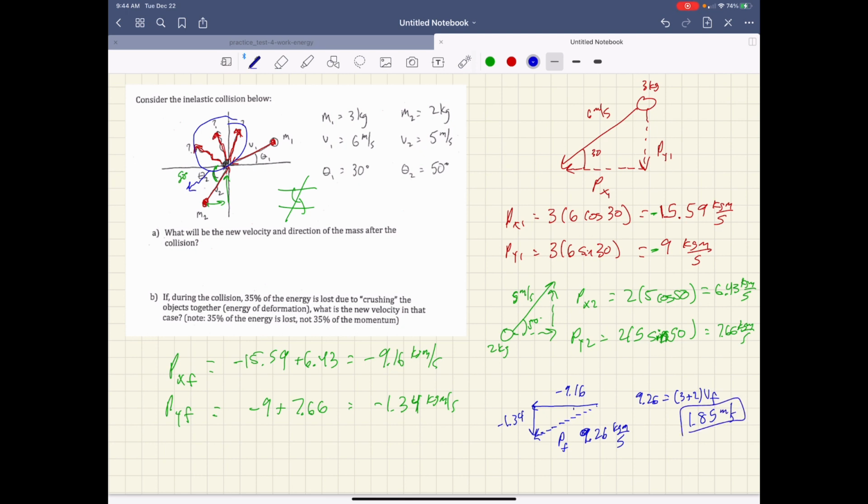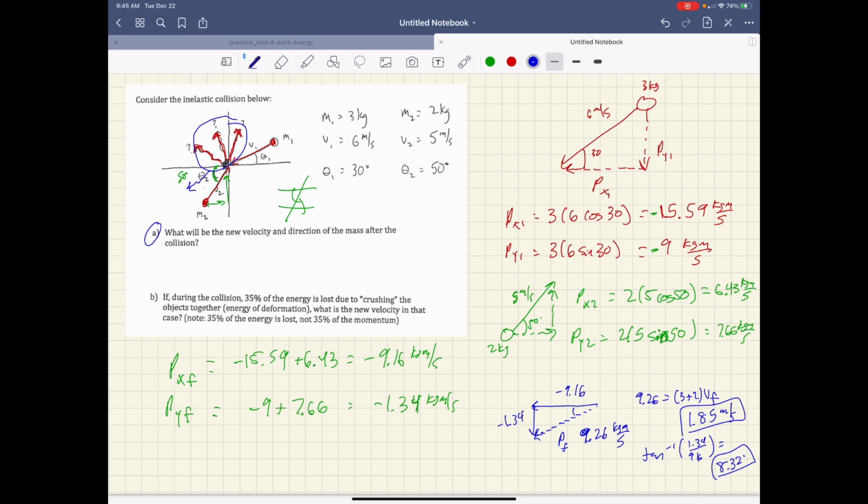And the angle is going to be the inverse tangent. Inverse tangent of 1.34 divided by 9.16. Looks like a pretty shallow angle here, 8.32 degrees. So inverse tangent of 1.34 all over 9.16. That seems a little shallow to me, but you know what? That's what the calculator tells me. 8.32. Okay, so we're good on those.